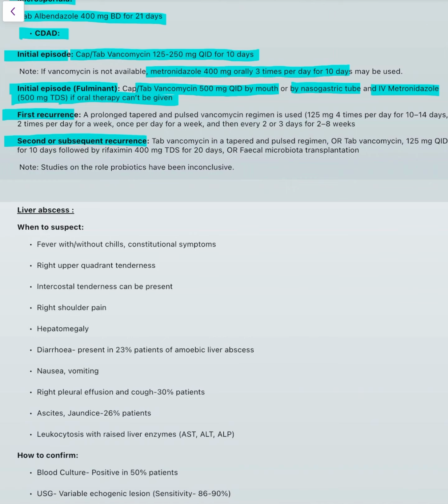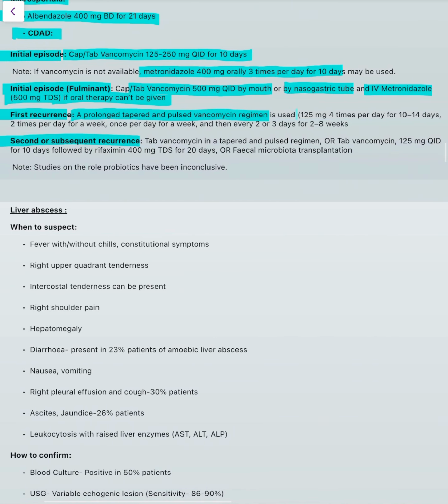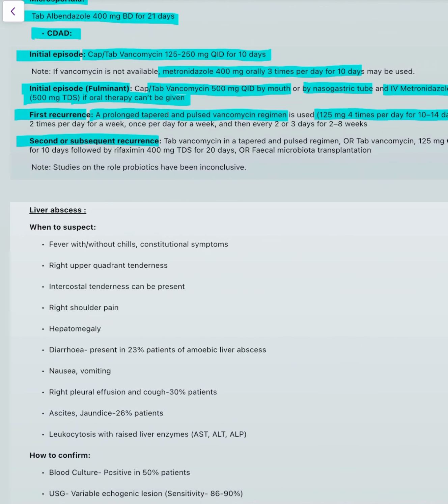But if there is a first recurrence, we have to give 3 months of therapy, guys. A prolonged taper and pulsed vancomycin regimen is used here. What is that regimen? 125 mg 4 times a day for 2 weeks, that is 10 to 14 days. Then for the next week, you give it 2 times per day. From 4 times, you make it 2 times. Now, the next week, again, you give it 1 time per day. And then every 2 to 3 days for 2 to 8 weeks. That is a total of 3 months you are treating the patient.